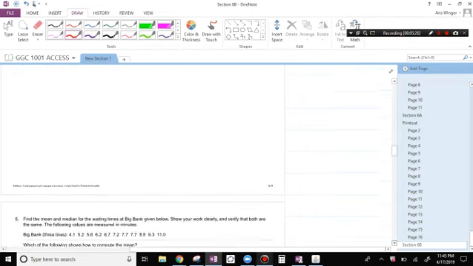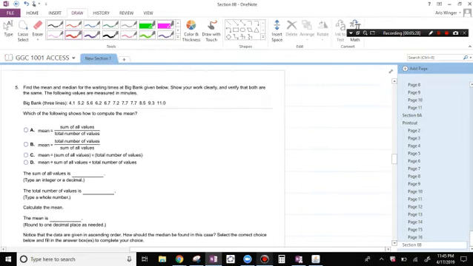Let's do some data analysis. Find the mean and median for the waiting times at Big Bank given below. Show your work clearly and verify that they're both the same. All right, are these in order? They look like they are, so we can get the median immediately.